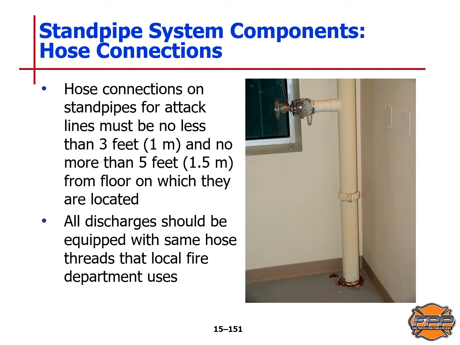Now let's talk about standpipe system components, those being hose connections. Hose connections on standpipes for attack lines must be no less than 3 feet or 1 meter and no more than 5 feet or 1.5 meters from the floor on which they are located. All discharges should be equipped with the same hose threads that local fire departments use.